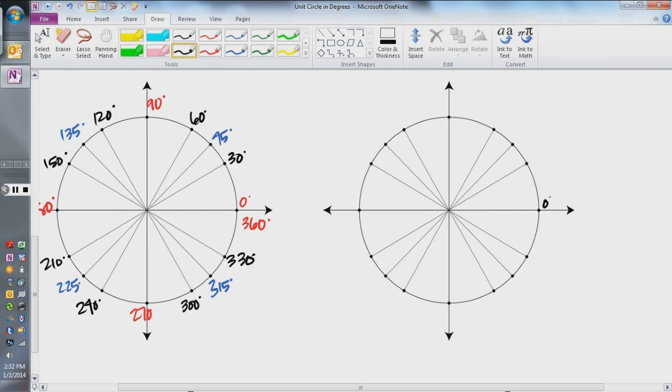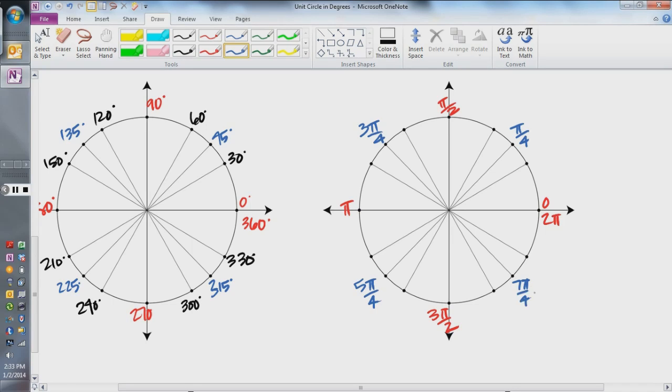In radians, again, I'm going to start off with my quadrantals. Whoops, the wrong color. It's going to take practice. All right. Pi over 2, pi, I count it, that's 1 pi over 2, 2 pi over 2, 3 pi over 2, 2 pi. I do my pi over 4s. This is 1 pi over 4, 2 pi over 4, 3 pi over 4, 4 pi over 4, 5 pi over 4, 6 pi over 4, 7 pi over 4.